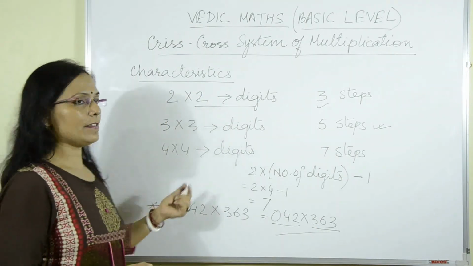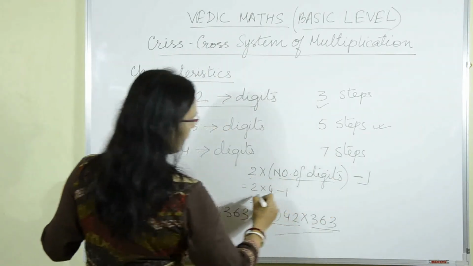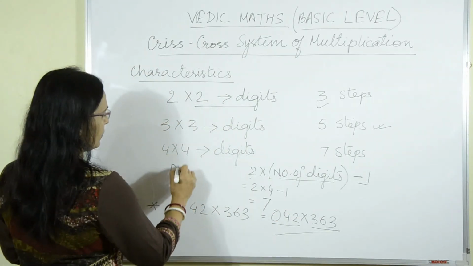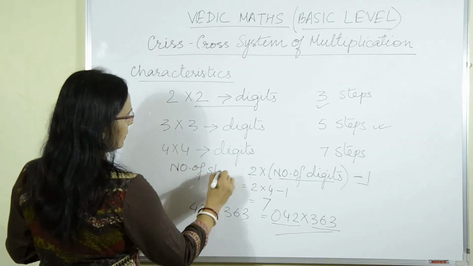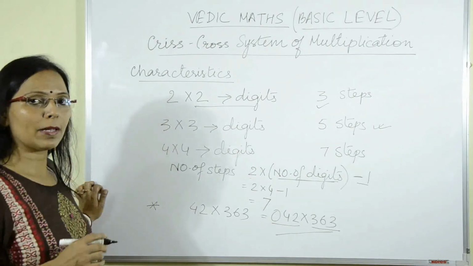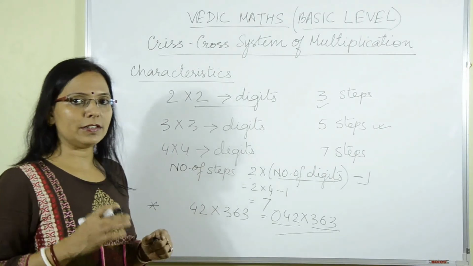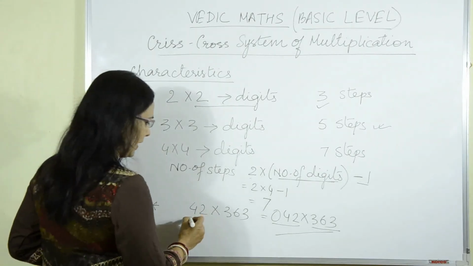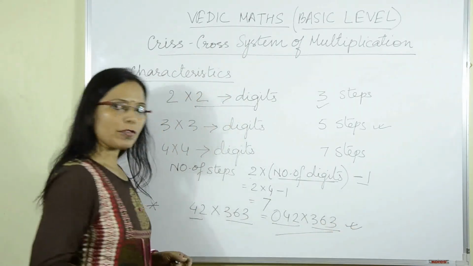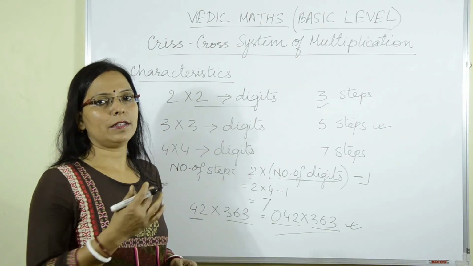Okay, so these are the characteristics. Number 1, this is the formula: 2 into number of digits minus 1. So accordingly you can find out how many steps are involved. To find out the number of steps, this is the formula that you have to use, and this is the number of digits in the given number. Now if the orders are not the same in the 2 numbers, then you have to make the order the same, and then only can we proceed in solving these sums in this way.